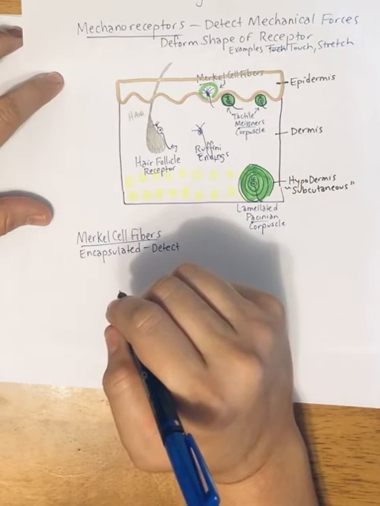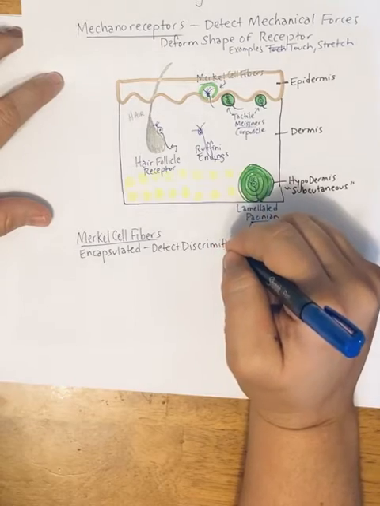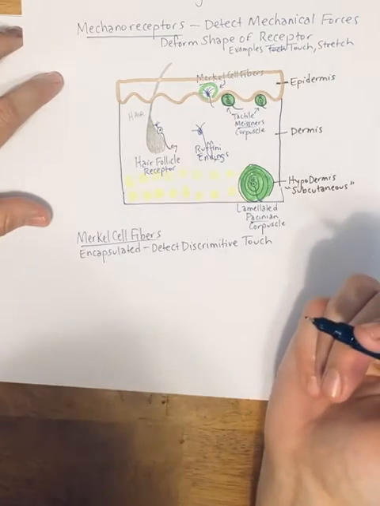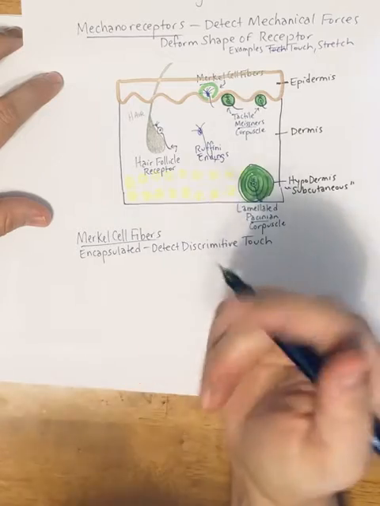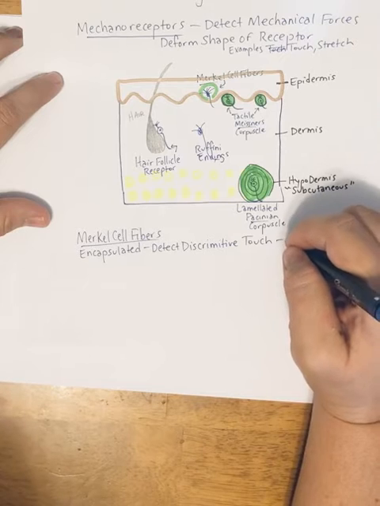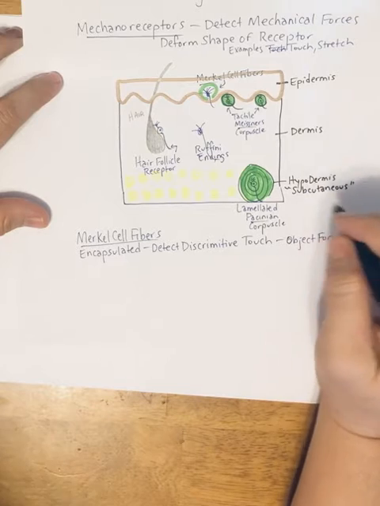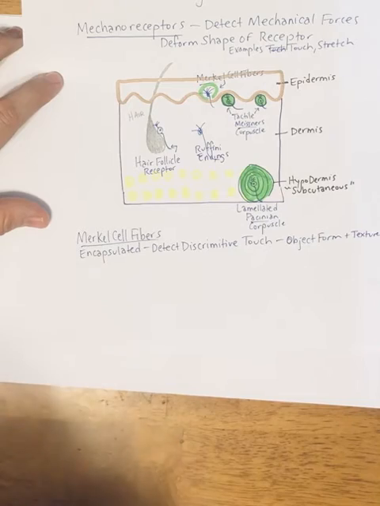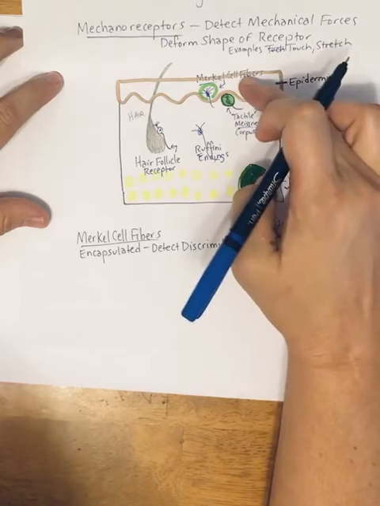These are going to detect discriminative touch. When we say discriminative touch, and we're talking about the Merkel's fibers, they are going to help you feel the texture of objects or the shape. So, an orange. These are located in the epidermis. So when you feel something, that would be Merkel cell fibers.